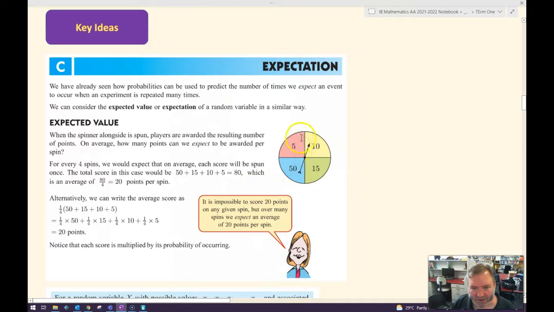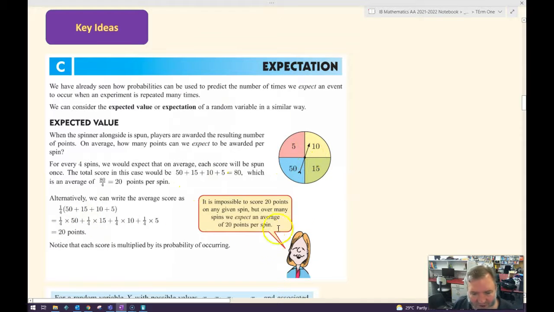Well, the result 5 happens 1/4 of the time, so I'm going to have 5 times 1/4. The result 10 happens 1/4 of the time, so I'd add 10 times 1/4. Again, I'll add 15 times 1/4, and finally add 50 times 1/4. And we go ahead and add those together. You can see they're doing it here. They factorize out the quarter. Seems like a good idea. The expected number of points scored spinning that spinner is 20.